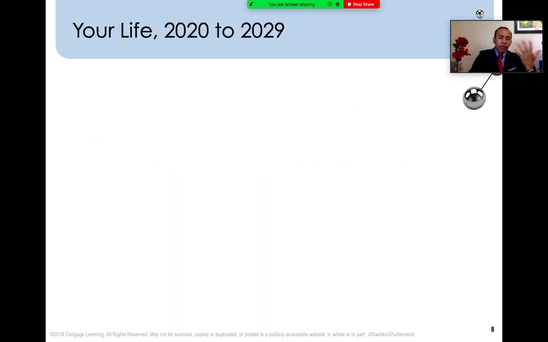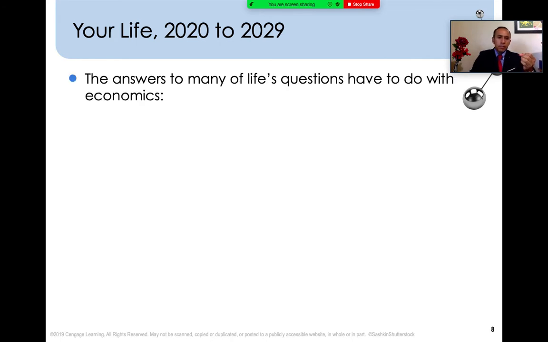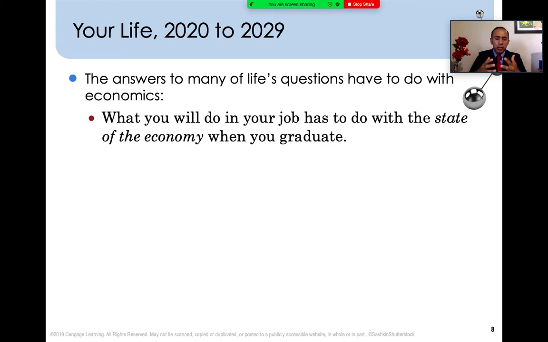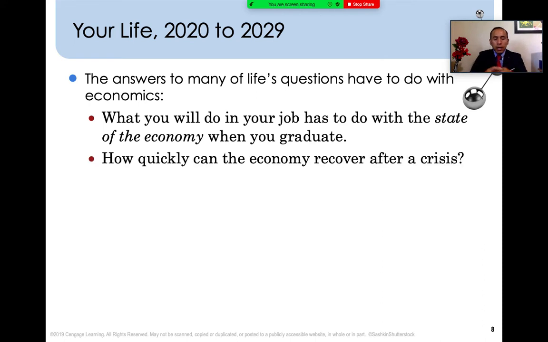And in this 2020 to 2029, our lives have changed a lot, specifically now with the crisis. So to answer a lot of life questions, it has to do a lot with economics in terms of society, economic conditions, and so on, such as what will you do for your job. It has to do a lot with the state of the economy when you graduate or when you enter the labor market. Often, the economy can recover quickly from a crisis or take a lot of time to recover.